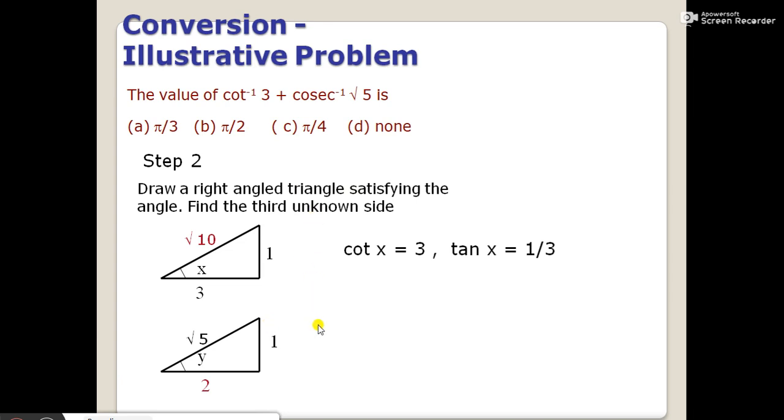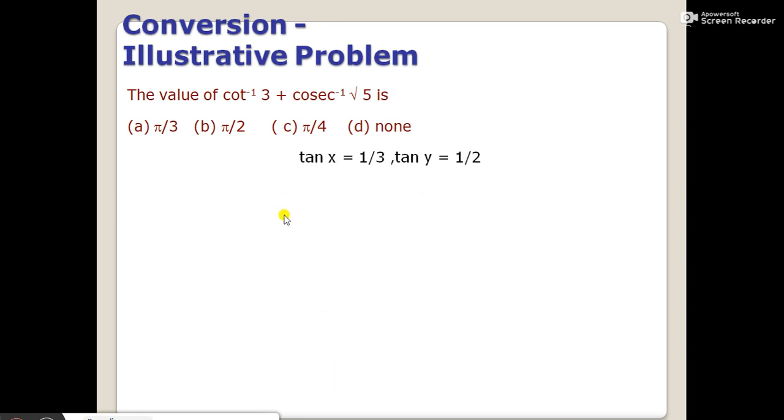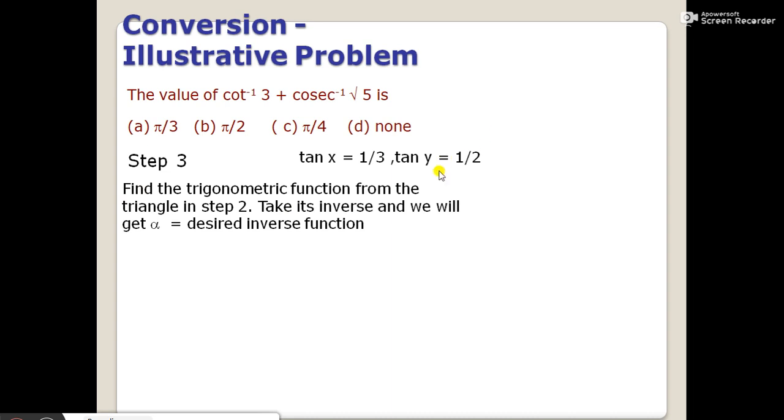And now cosecant inverse root 5 is equal to y, then y is an angle. Cosecant means hypotenuse upon perpendicular, root 5 upon 1, and this base you will get 2, and therefore from this we get tangent y becomes 1 by 2. And now tangent x is 1 by 3, tangent y is 1 by 2.